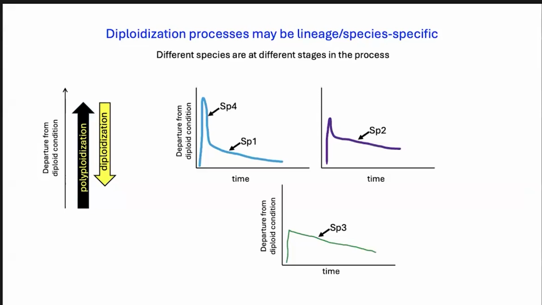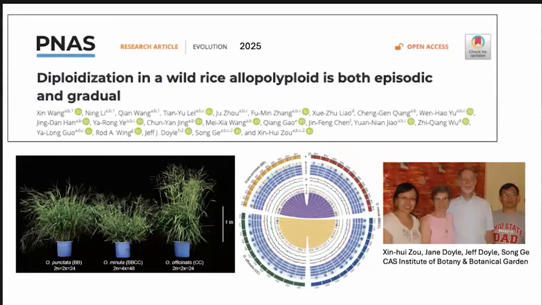And different species can be at different stages of the same process. So even if the kind of response curve is the same between two species, because polyploidy is happening all the time, different polyploids are of different ages and maybe at different stages. And also, different processes have different responses, even within the same species. So cytological diploidization may not be occurring at the same rate as fractionation of genes, for example, right?